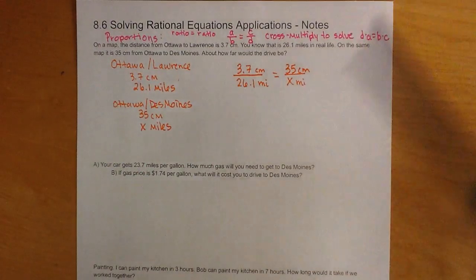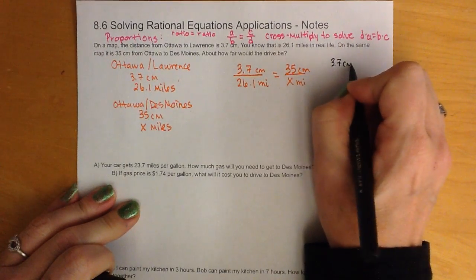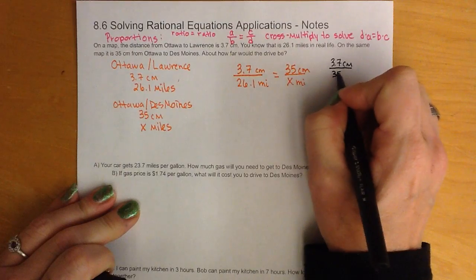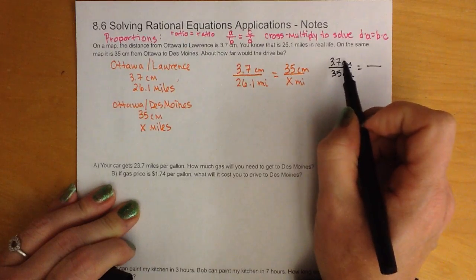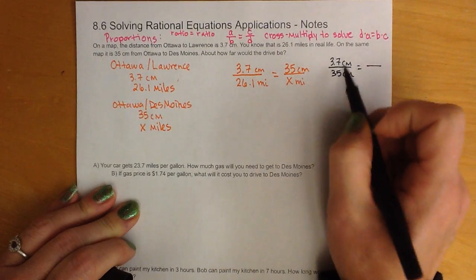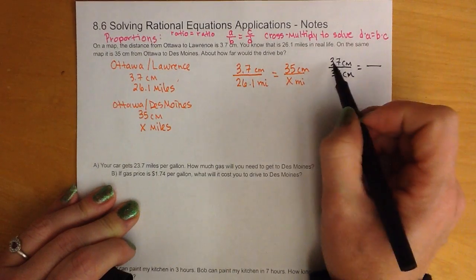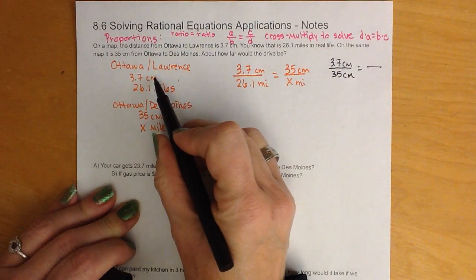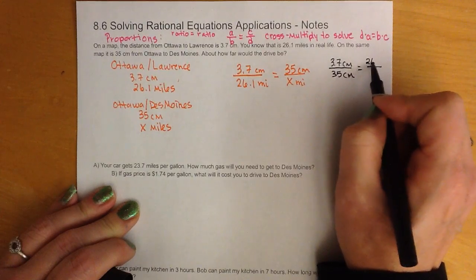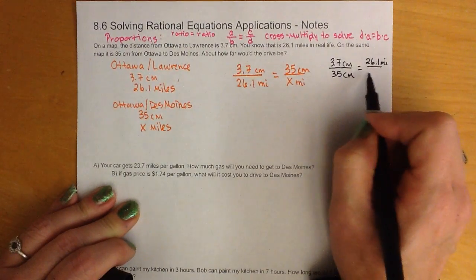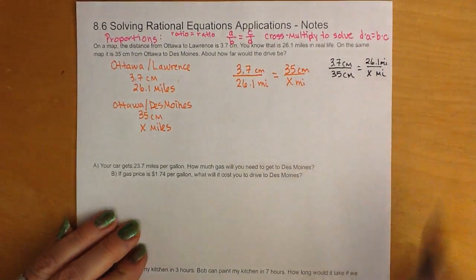Now, could I have set this up differently? Absolutely. I could have put 3.7 centimeters matching with 35 centimeters and set that equal to, so then we've got to be careful to match. We have centimeters, centimeters. So this is our map distances, which means this will be our real life distances, but the numerators need to match. And since 3.7 centimeters was my Lawrence and Ottawa information, then the numerator here needs to be the 26.1 miles. And the denominator, the 35 centimeters, needs to go with my Des Moines information, so x miles.